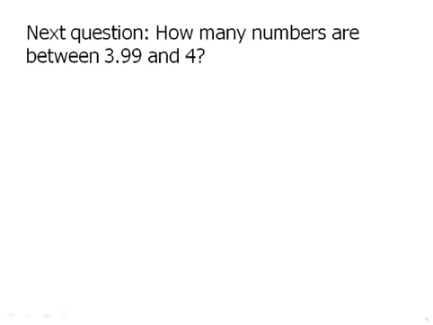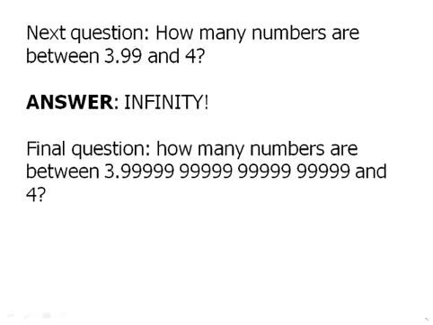Second question, how many numbers are between 3.99 and 4? Well, again, the answer is infinity. And then the next question, now we're getting a bit ridiculous here. How many numbers are between 3 and a whole bunch of 9s after it? Looks like there are 29 9s after it. Between that number and 4. How many decimals are in that tiny infinitesimal little gap? Well, turns out there's still infinity.